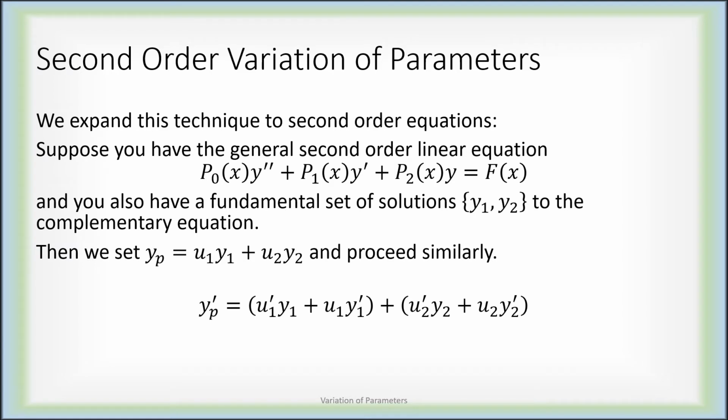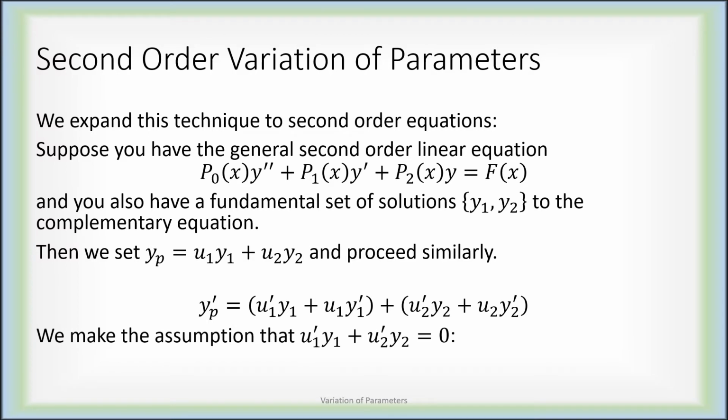So yp prime, by applying the product rule to both of the terms, can be computed as this: u1 prime times y1 plus u1 times y1 prime plus u2 prime y2 plus u2 y2 prime. We're also going to make a simplifying assumption. Let's just pretend that u1 prime y1 plus u2 prime y2 happens to be equal to 0.